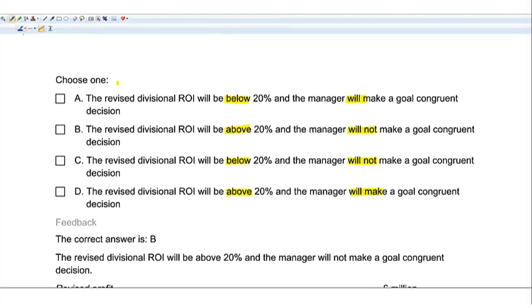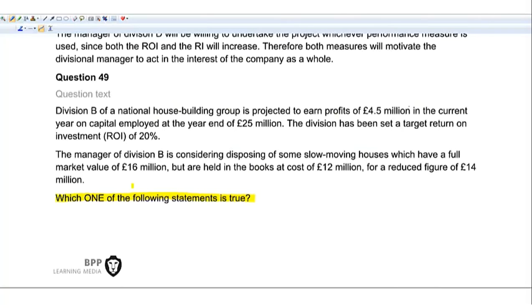So from reading the statements, we now know that we have to establish what divisional return on investment is, and we also have to establish whether the manager makes a goal congruent decision, and that is one that is in the best interest of the company. Okay, let's start to read through the question text then.